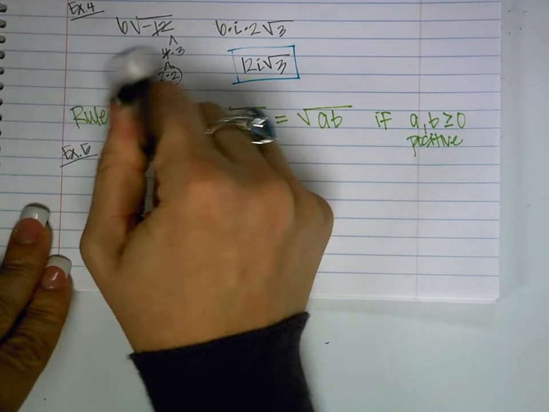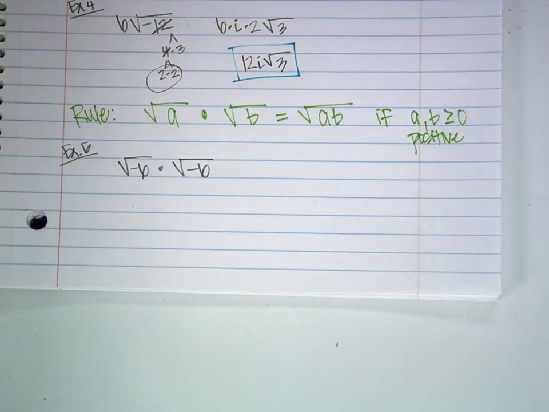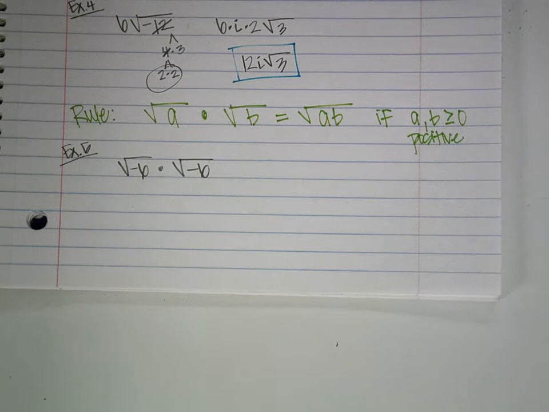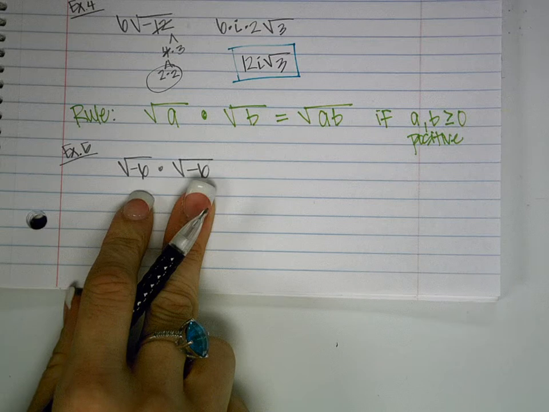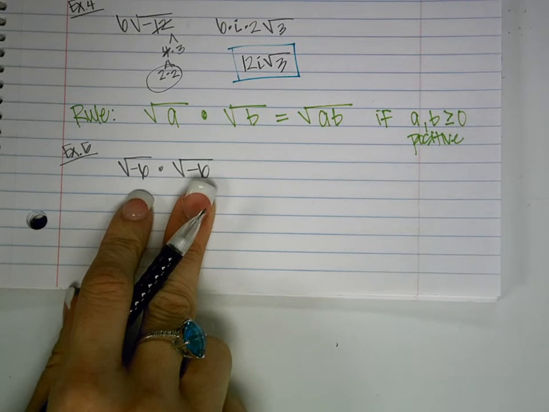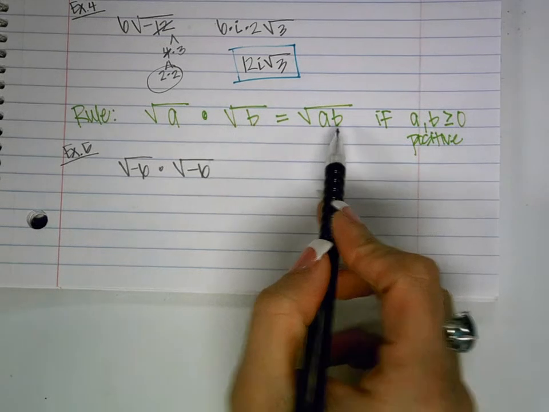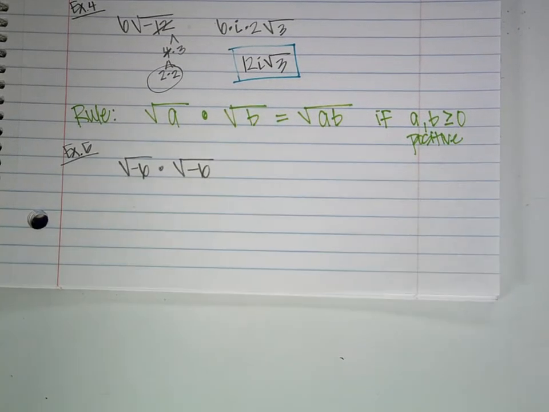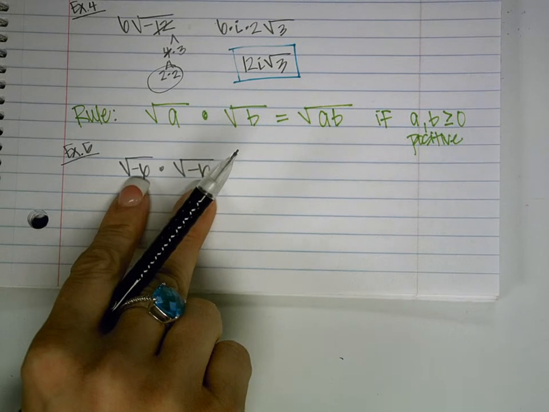If I gave you root negative 6 multiplied by root negative 6. Now, yesterday, I told you that if you're multiplying two things together, you put them underneath the same bar. But today, I'm telling you, you can't do that yet. The only time you can put them underneath the same bar is if what's underneath there is positive. These are not positive, right? So you actually have to simplify first.